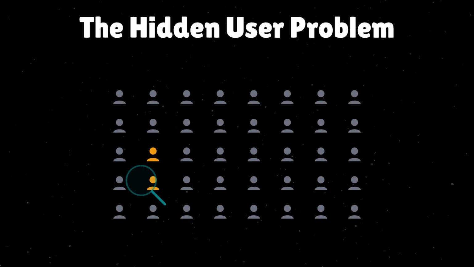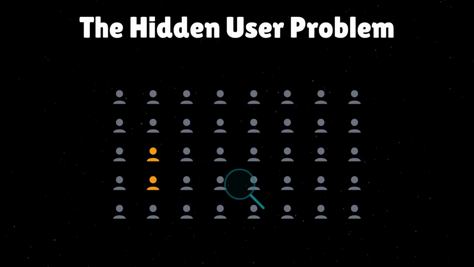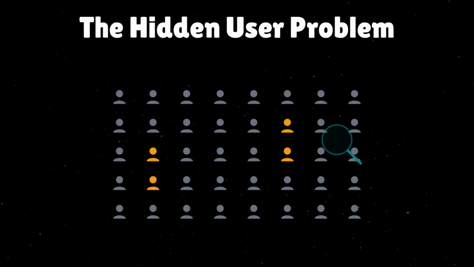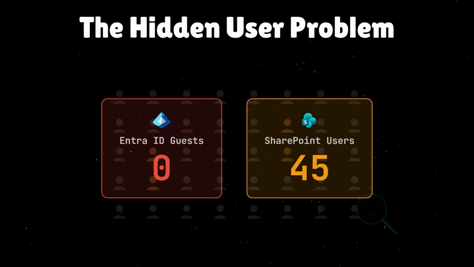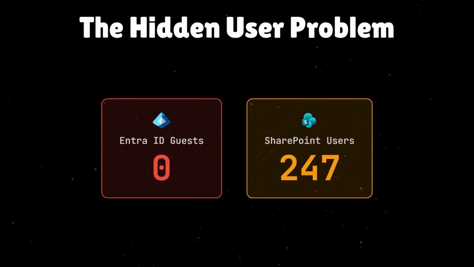A while back I was doing a security review for a client, and we discovered hundreds of external users who had access to SharePoint files, but none of them showed up in Entra ID. The client had no idea these users existed. Turns out, they were all ad hoc external users. Let me explain what's going on and how to stay on top of it.